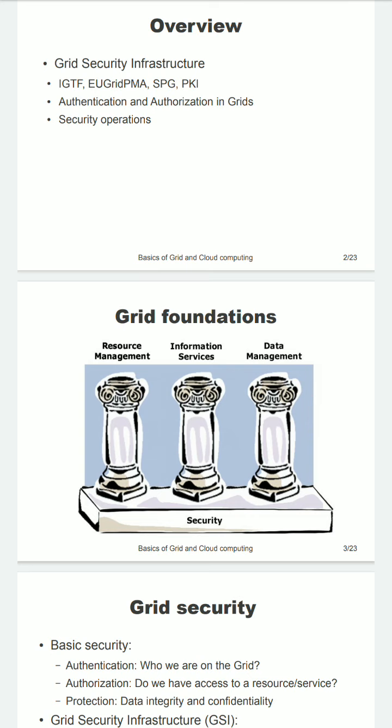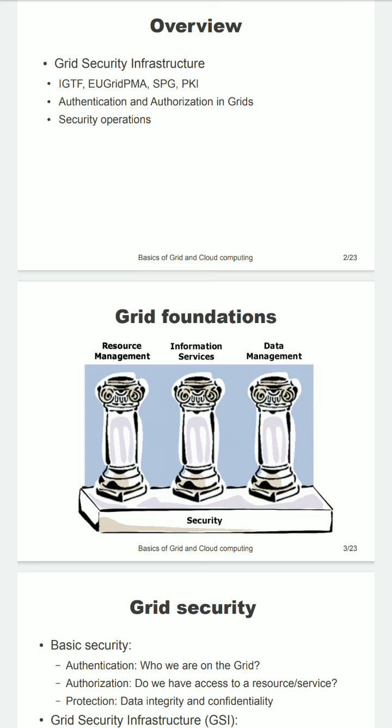So let us start with the basic architecture of grid computing, in which three main things are involved. The first one is resource management, the second one is information services, and the third is data management. These are the key foundation of grid, and the basic objective of grid security is to manage all these three.